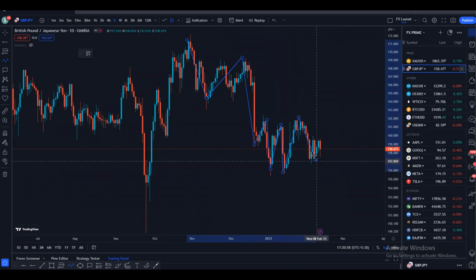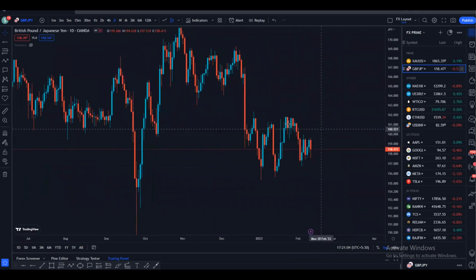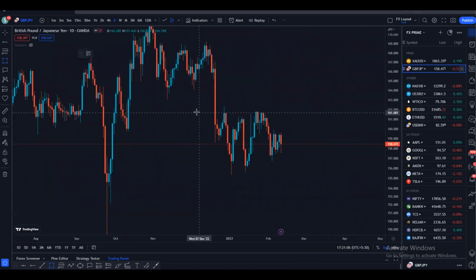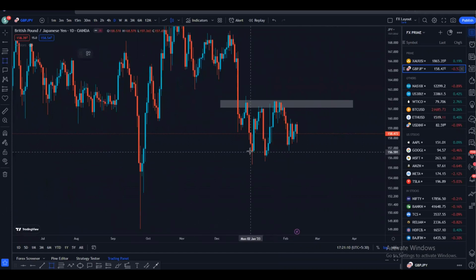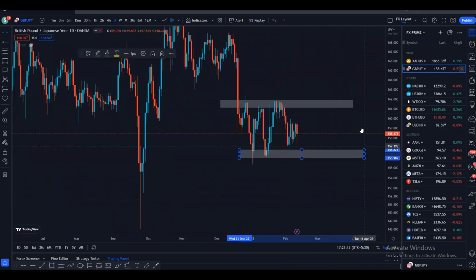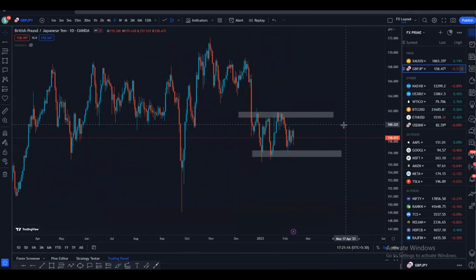As we can see, we should look at more like a range on the daily. The price is making lows and highs, because we should consider this whole area as one zone of resistance and this area as a support, right? So by looking at this, we'll find that the price is in a range at the moment.